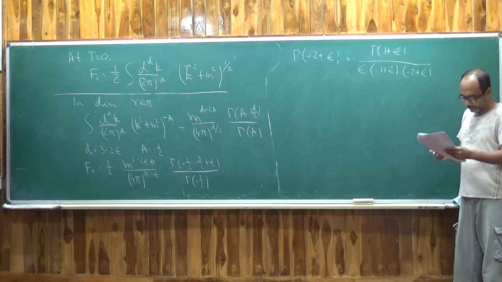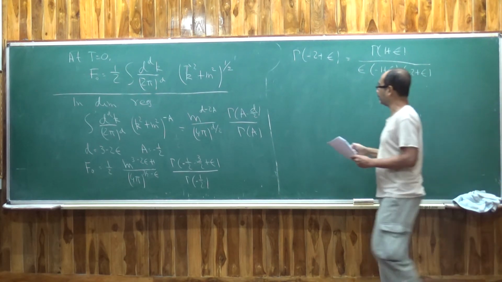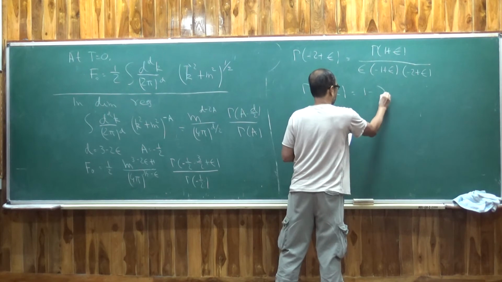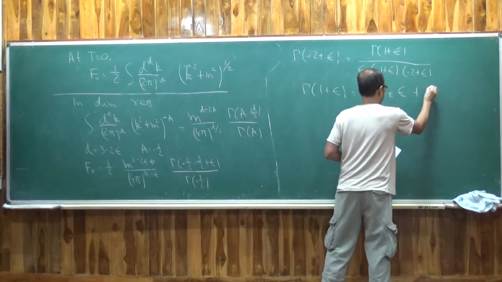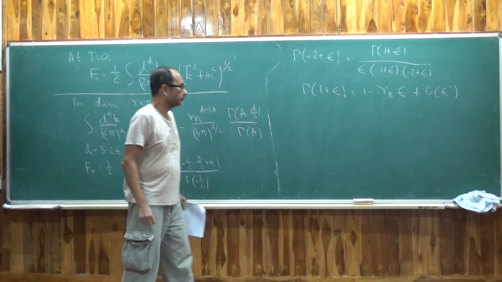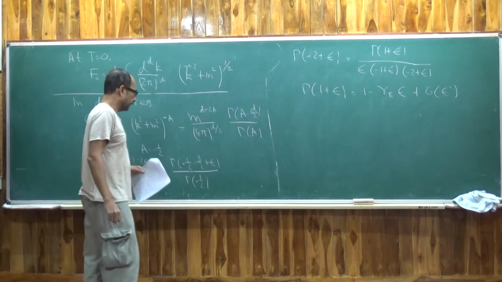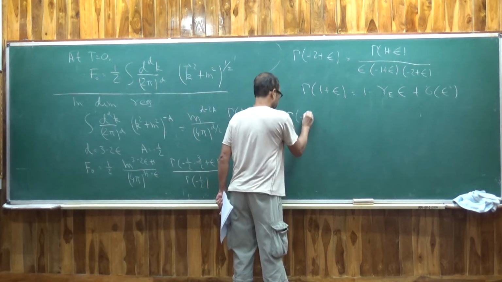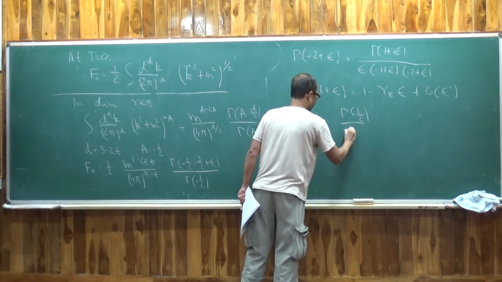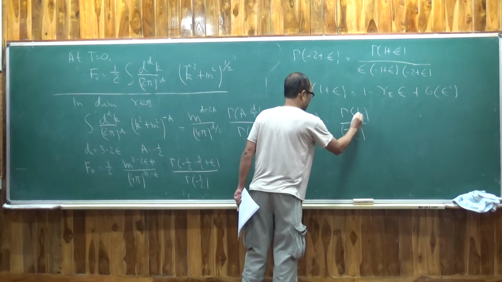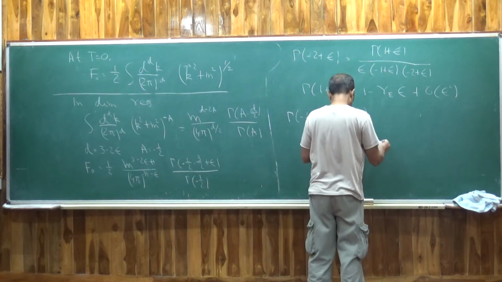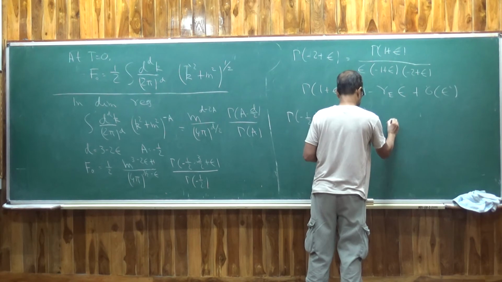And then gamma of 1 plus epsilon has an expansion: 1 minus gamma e times epsilon plus higher order terms, where this is the Euler constant, gamma e. Gamma of minus half you can write as gamma of half divided by minus half, because gamma of half is minus half gamma of minus half. Gamma of half is root pi, so this gives minus 2 root pi.